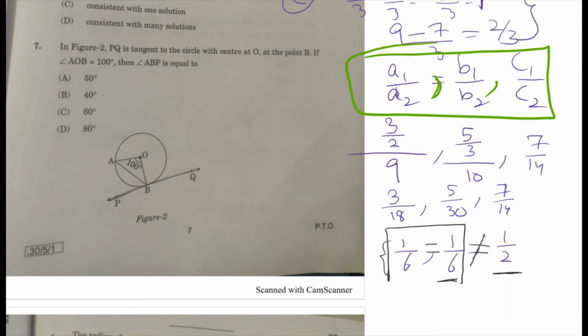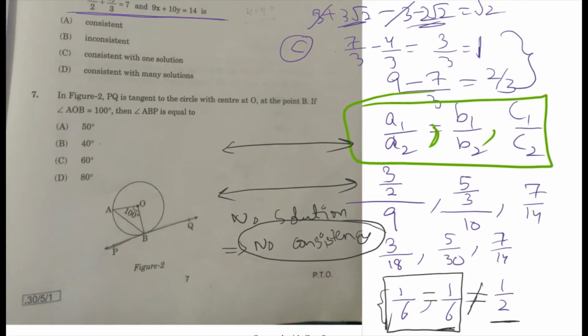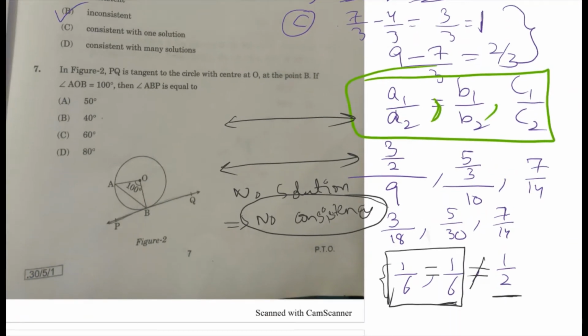If these two are equal, we can say the lines are parallel. So we got parallel lines here. For these parallel lines, there is no point of intersection. So no solution. No solution implies no consistency. There is no consistency. So the given pair of linear equations are inconsistent. Option B is the answer. So they are not consistent.